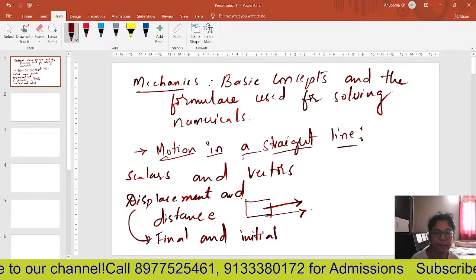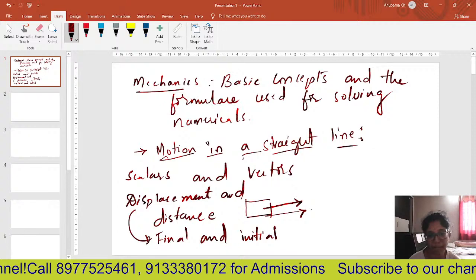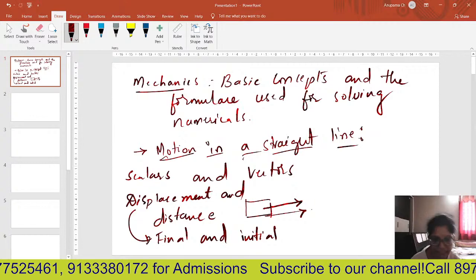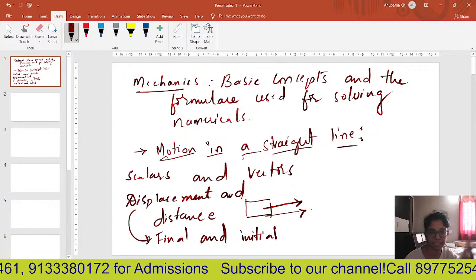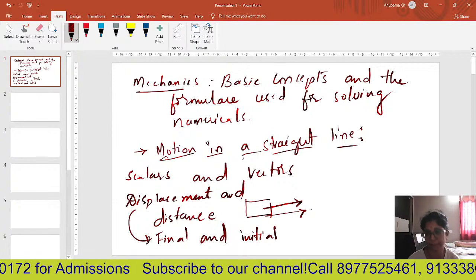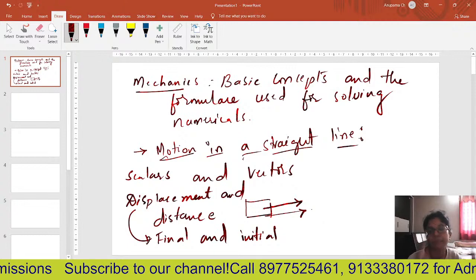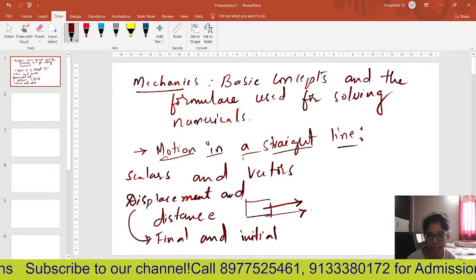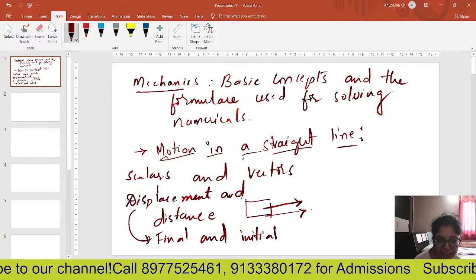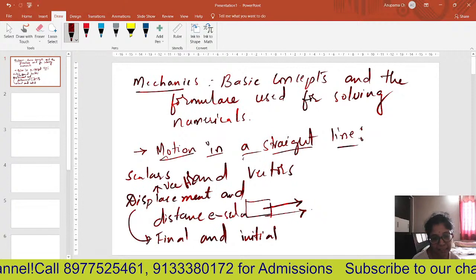Whereas distance depends upon the path traveled. Not exactly the direction, but the total path, whether it is a square or a circle or whatever it may be. It depends upon the path traveled, and accordingly we measure the total length traveled by the body. That is about distance and displacement. Displacement is a vector quantity, and distance is a scalar quantity, right?